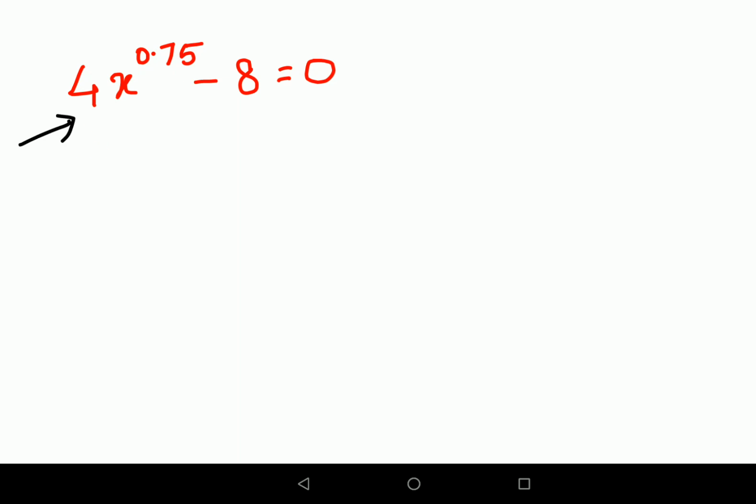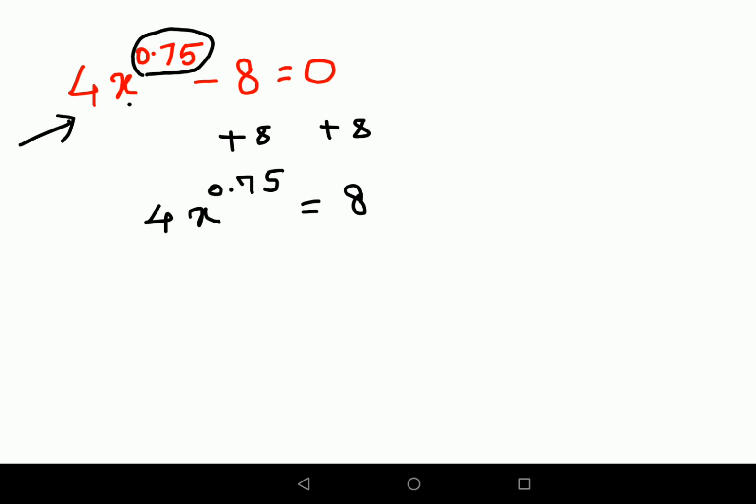So here we have 4 into x raised to 0.75. Now this is quite tricky. Minus 8 equals 0. So what we'll do is try to do something very obvious to all of us. First we'll do plus 8 on both sides. So here this minus 8 and plus 8 will get cancelled, and you're just left with 4 into x raised to 0.75 is equal to 0 plus 8, which gets you just 8.